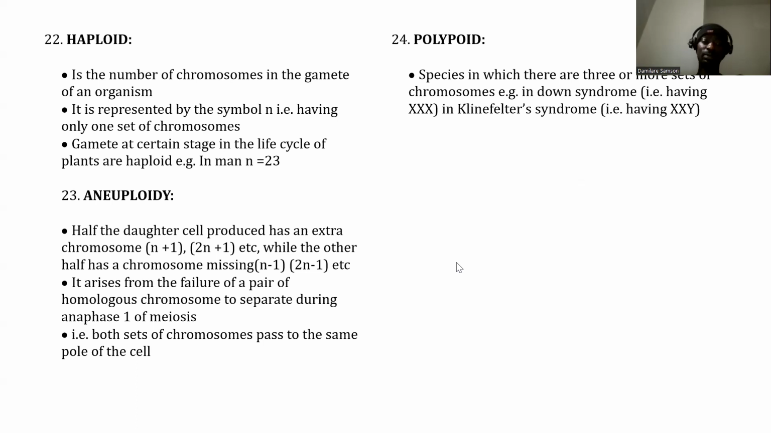Like I said, aneuploidy. Now we've talked about diploid, we've talked about haploid. Now there are some cases, not really normal cases actually, and those are aneuploidy and polyploidy. They are not really normal, they are some kind of abnormality.